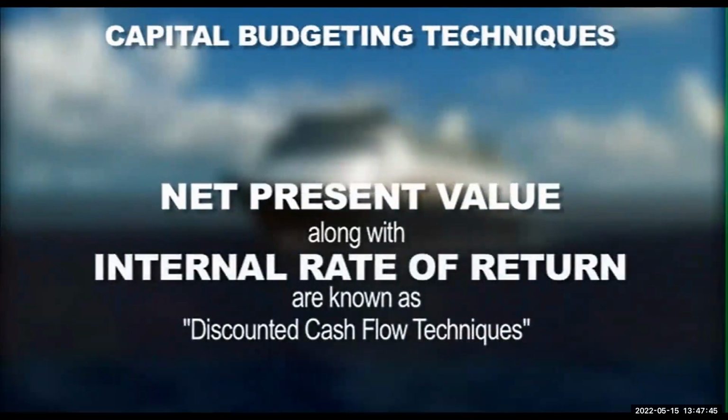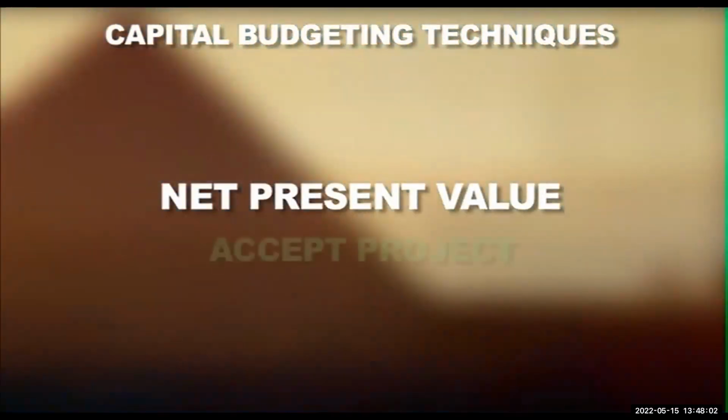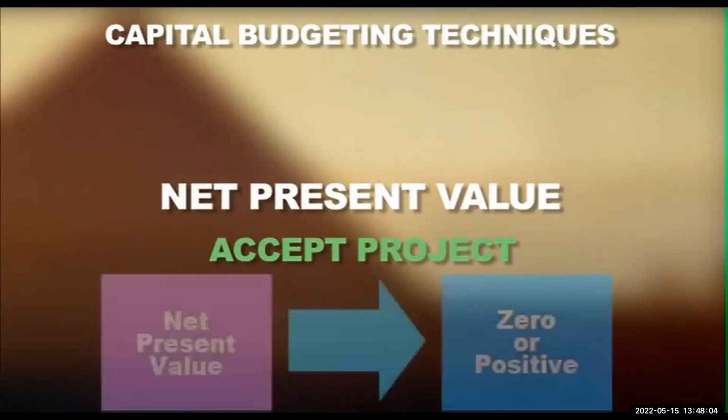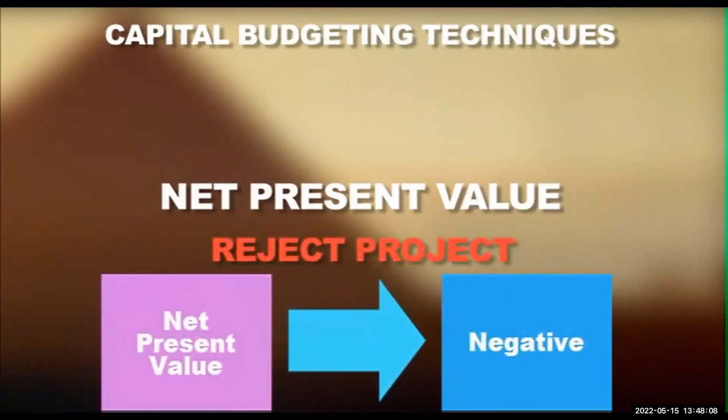Discounted cash flow techniques take into account both the time value of money and the estimated net cash flow from the investment. These are generally recognized as the most informative and best conceptual approaches to making capital budgeting decisions. The net present value decision rule is: accept the project if net present value is 0 or positive. Reject the project if net present value is negative.